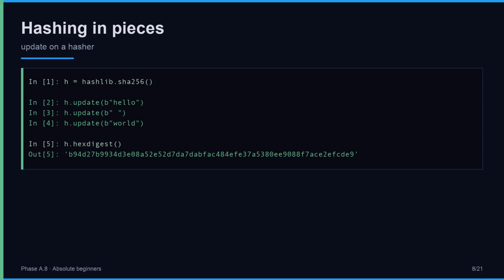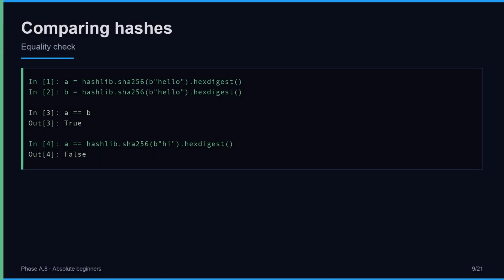Comparing 2 hashes is just string equality. Compute one hash, compute another, then ask, are they equal? If yes, the underlying data is the same. If no, the data differs somewhere. This is the foundation of integrity checking. Someone sends you a file and its expected hash. You hash the file yourself, compare, and if the hashes match you know the file arrived intact. Simple string equality doing serious work.